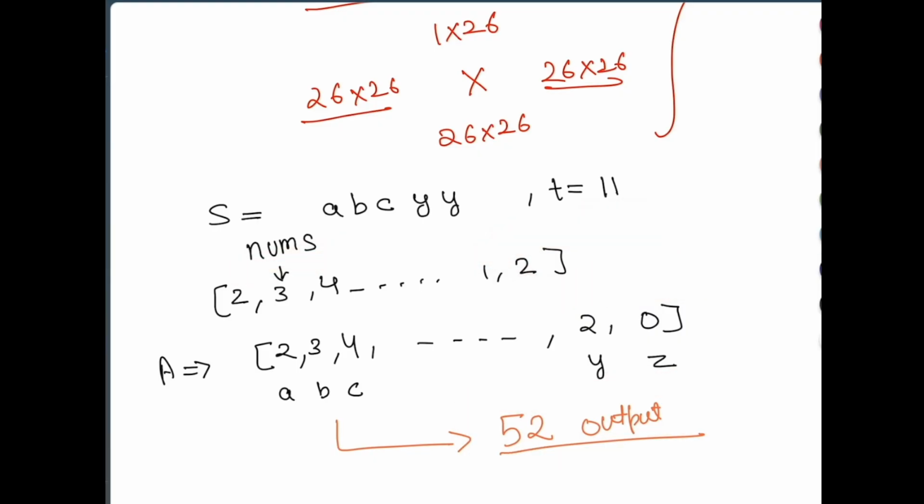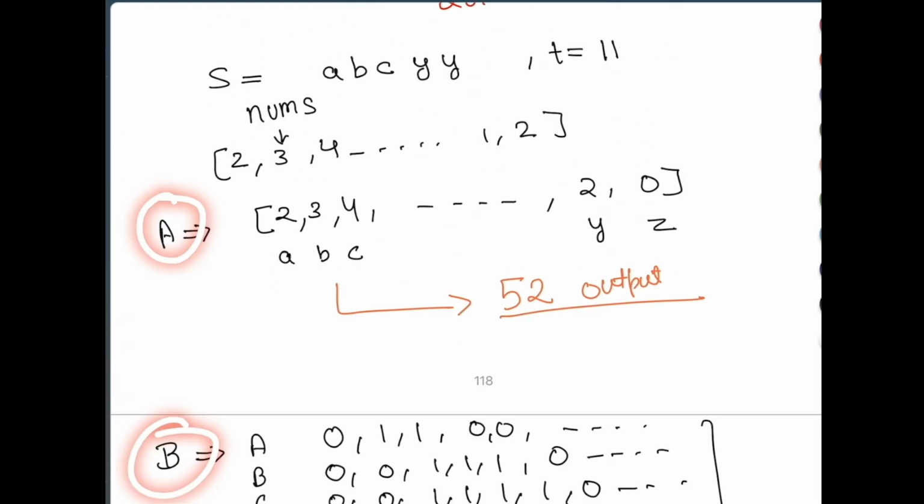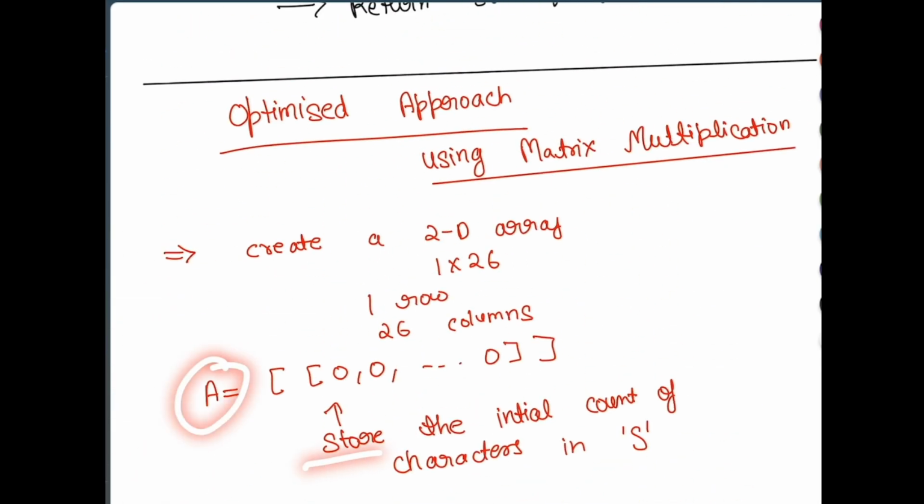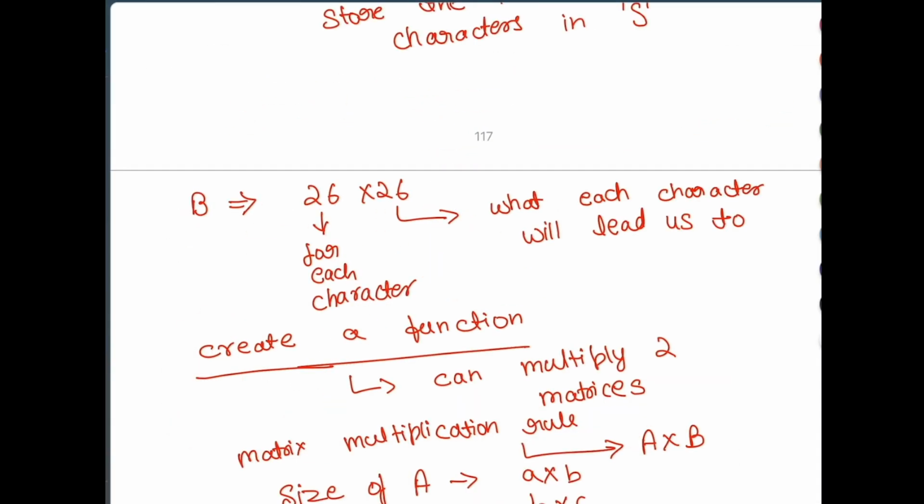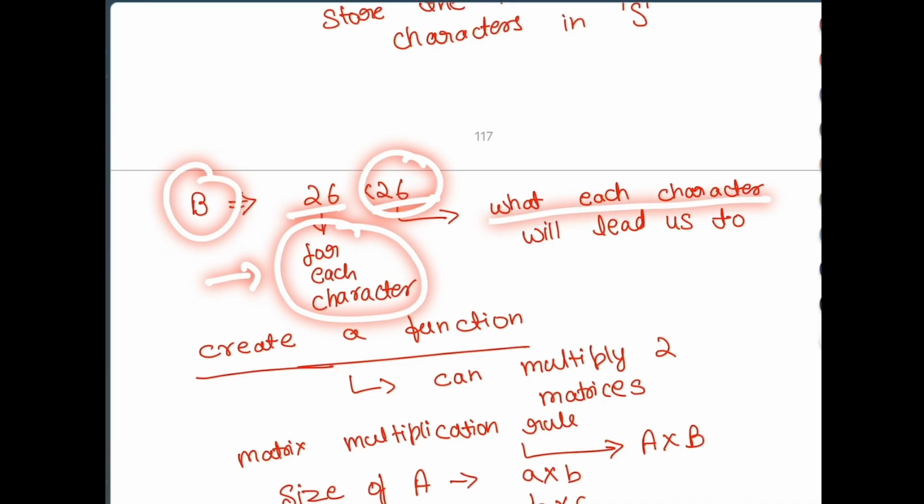It is very hard to dry run the process because the matrices are very large, 26 by 26, right? I will show you how this will work with a small example. But for now, let me show you how the array A and the array B will look. This array A is the array which is going to store the initial count of the characters in S. And this array B is the 26 by 26 matrix, with 26 rows for each character and 26 columns for what each character will lead us to.